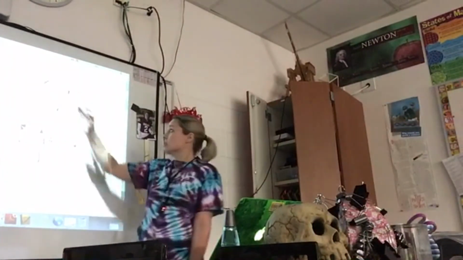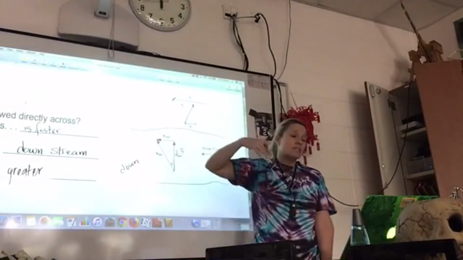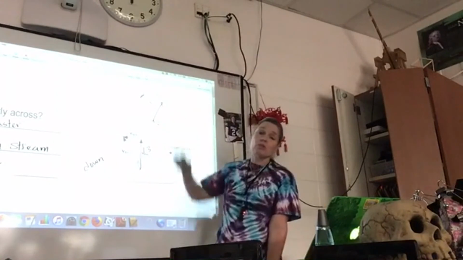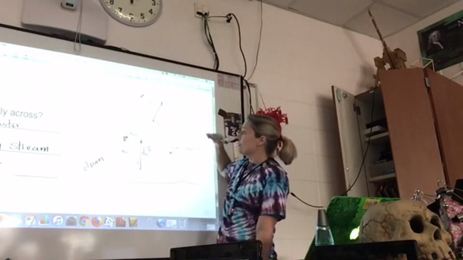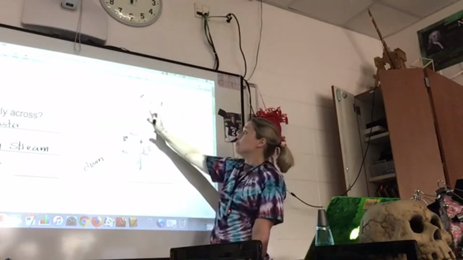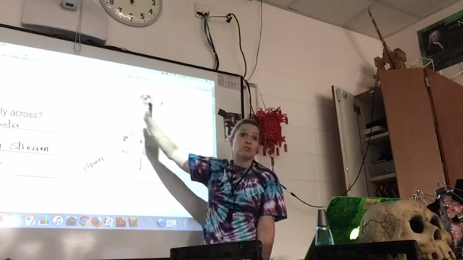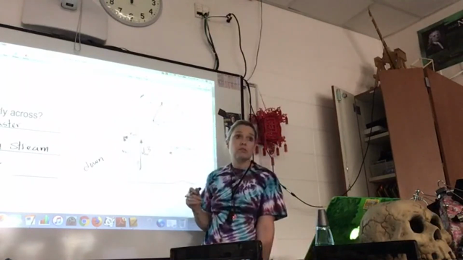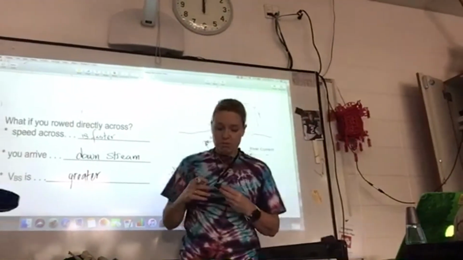The more and more you head upstream to try to counteract it, the slower and slower you're going to go across. But the key is your y is to figure out how long it takes to get across the stream, and knowing your overall x will determine how much upstream or downstream you're going to land. Okay, all right, boats. You're going to have some boat nightmares.